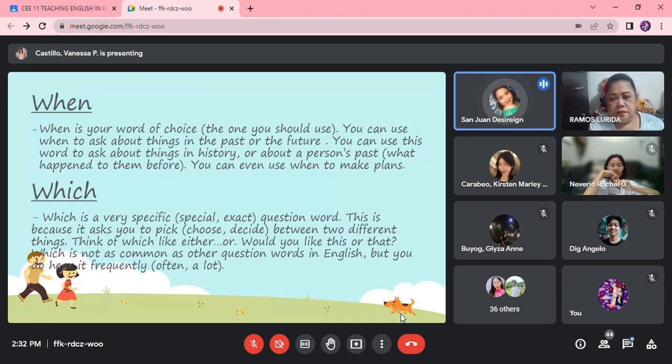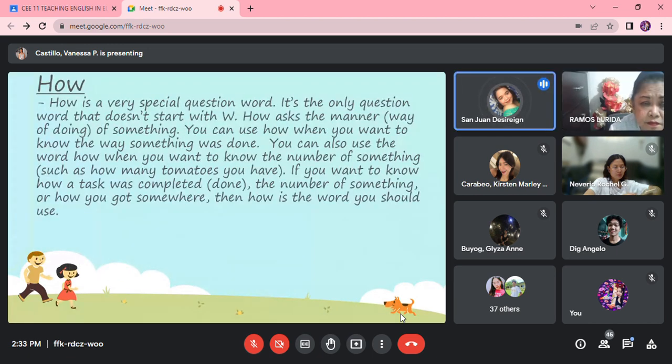And then next is which. Which is very specific, especially an exact question word. This is because it asks you to pick, choose, decide between two different things. We think of which like either or, should you like this or that. Which is the common other question word in English, but you do it frequently or often. So when we use the word which, it's asking for information, also specifying one or more, or it's more on choosing. So, which.